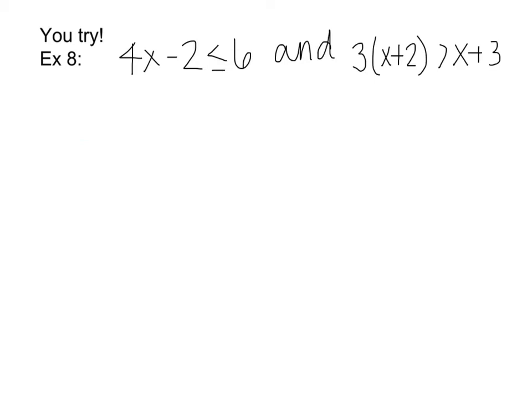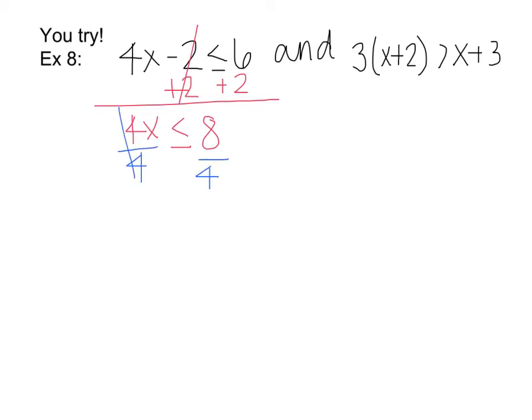Okay, everybody, press pause so you can try example 8, and remember the word "and" means you're looking for where both inequalities are true. Let's start with our inequality on the left-hand side. To move -2 to the other side, we have to add it to both sides. So that leaves me with 4x is less than or equal to, and then 6 plus 2 gives you 8. Now to get rid of our 4 that's touching our x, we divide both sides by 4, and you get x is less than or equal to 2. Bring down the word "and" because it's going to help you answer your inequality at the bottom.